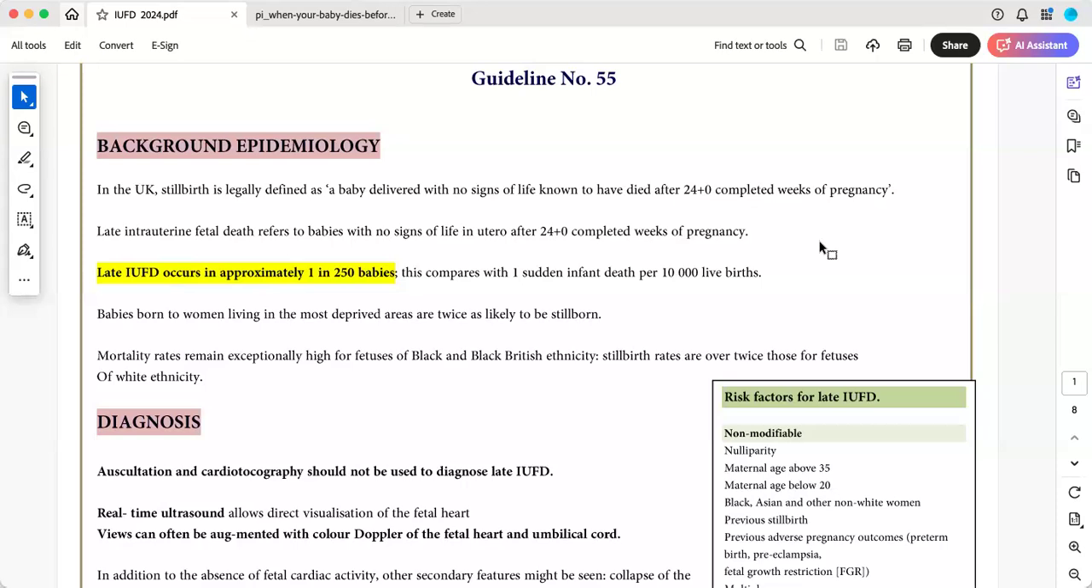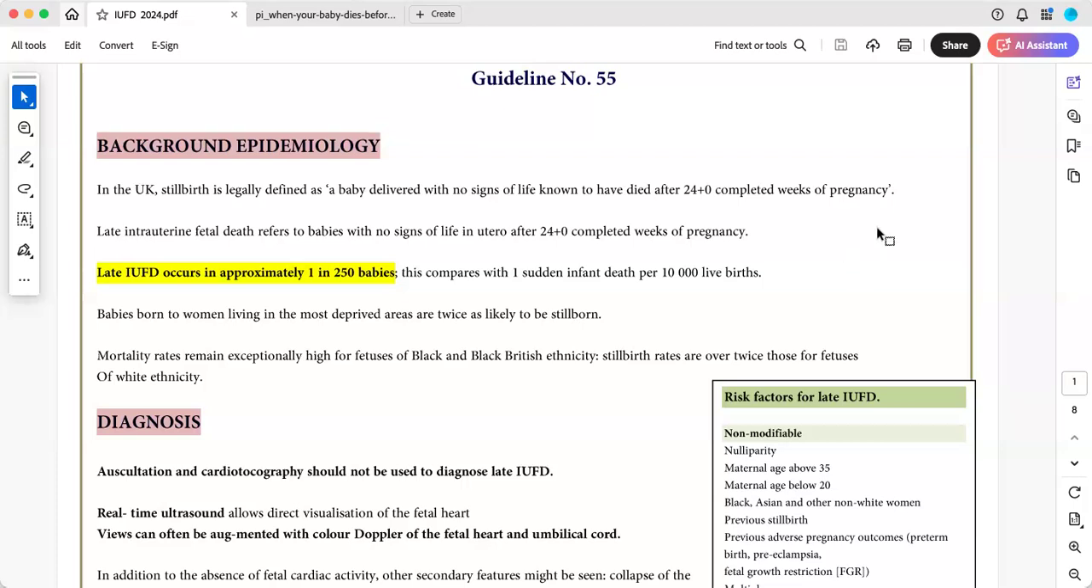Your friends here in the chat box said that in Dr. Kunji's book there is a question, SBAs, asking what is the best test to diagnose IUFD? And the answer was real-time ultrasound with Doppler.